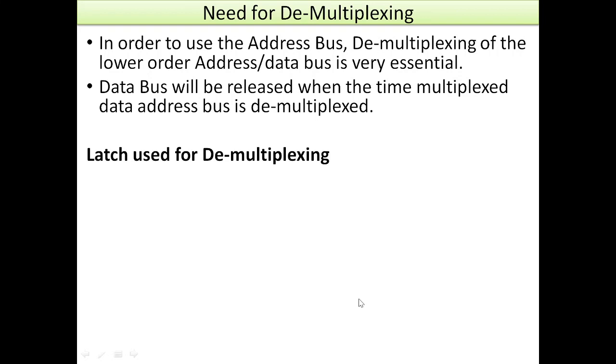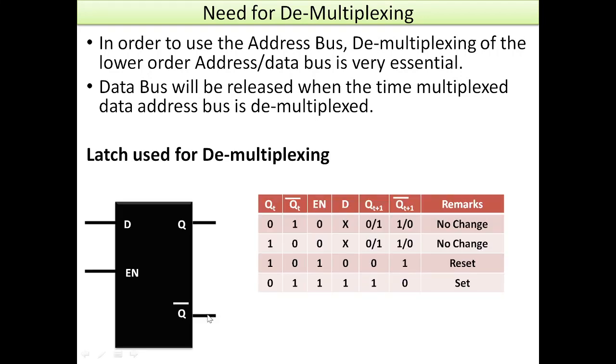Now there is a latch that has been used for data address bus demultiplexing, and it is the D-latch. We all know how the D-latch performs. Now suppose the D-latch is presently disabled, that is, the enable pin of the D-latch is connected to logic low. Whatever be the input at D, the output will hold the last state.